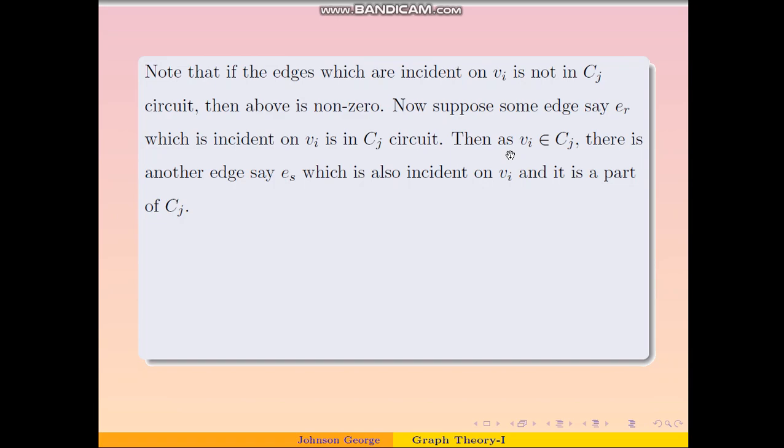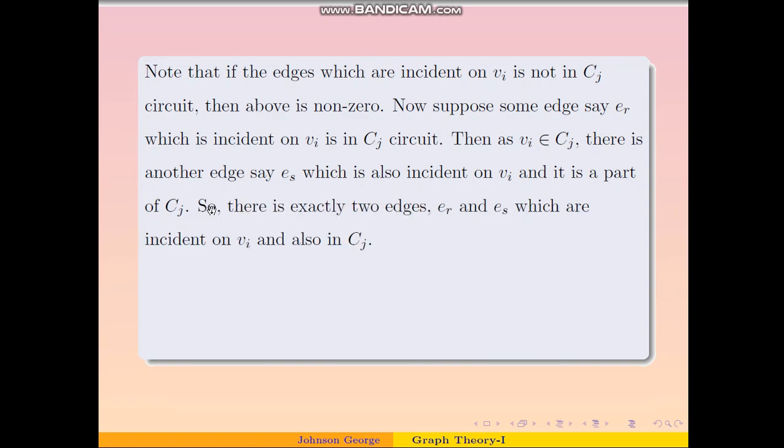Then in that case, this vertex Vi will also be in Cj, because we know that if a cycle contains an edge, then it contains both the endpoints of the edge, and because Vi is an endpoint of Er, we have that Vi also belongs to Cj. Now because Cj is a cycle and Vi is a vertex, the cycle will exit this vertex by some other edge, say Es. So there is another edge, let us call it Es, which is also incident on Vi and which is also in the cycle Cj.